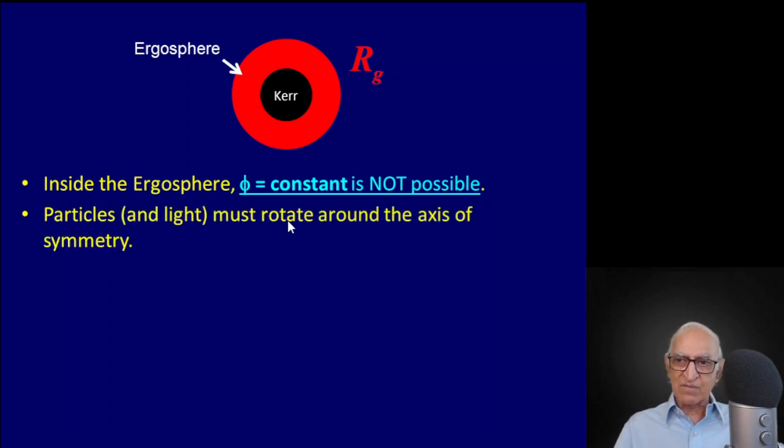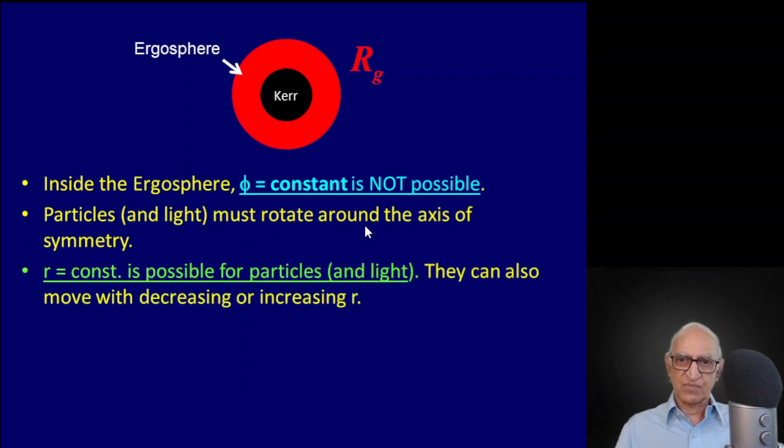Particles and light must rotate around the axis of symmetry. You have no choice. But r equal to constant is allowed inside the ergosphere. Remember, you are not inside the event horizon. You are only inside the ergosphere. Dr equal to zero is possible.